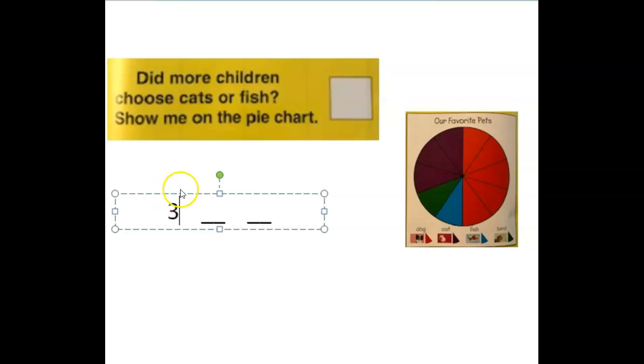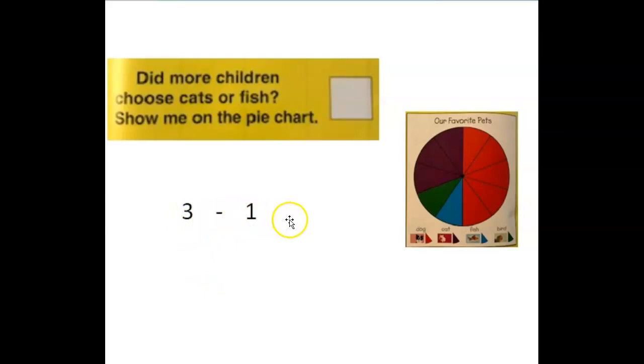So how many fish votes? 1. And the answer, were there more cats than fish? Yes. So more people chose cats than fish. How many extras? Let's make our subtraction mark here. And what is the answer to that? 3 minus 1 is 2. You could also make a statement that says 3 is greater than 1.